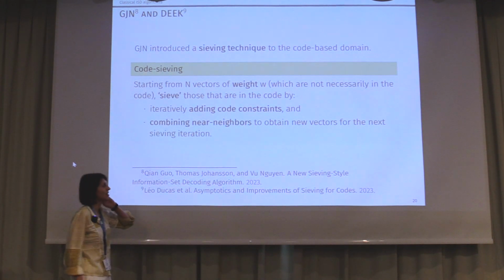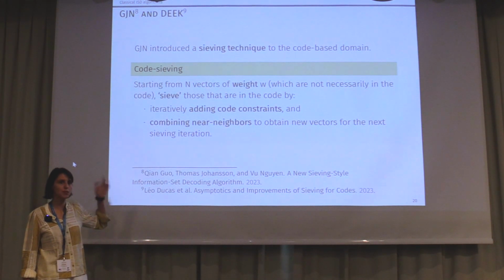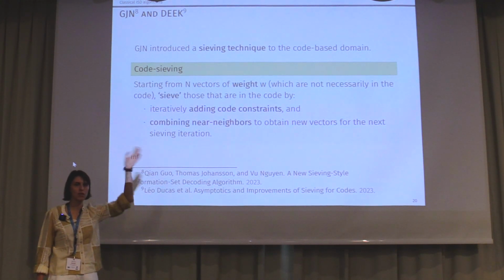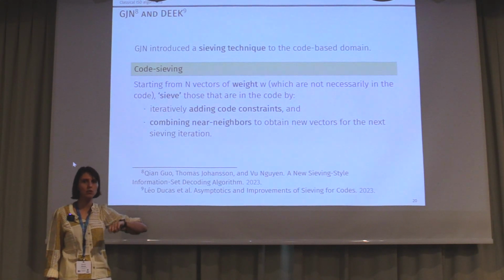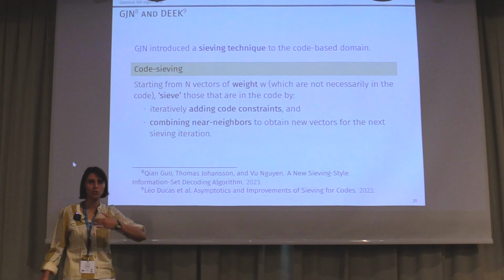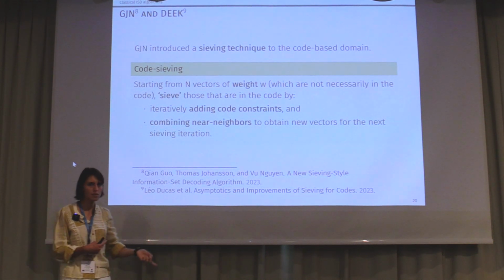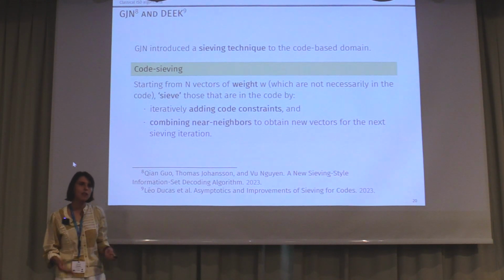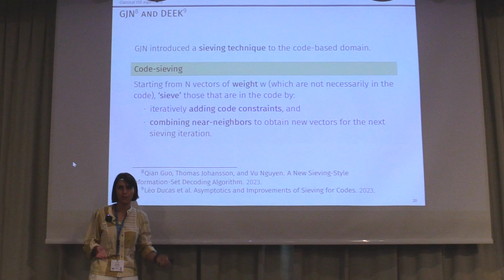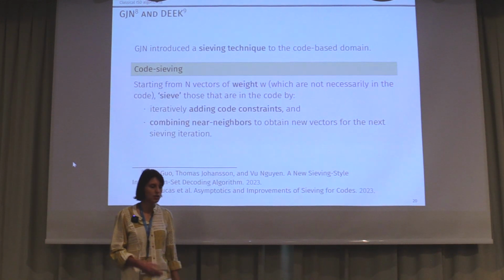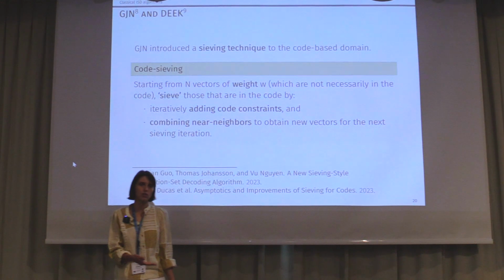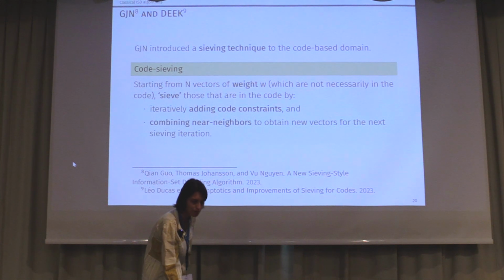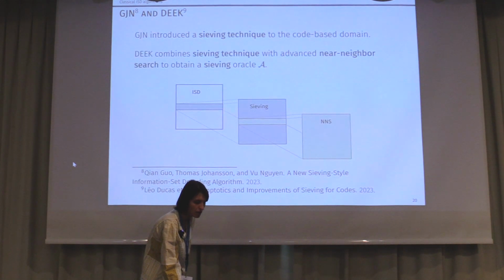The crucial difference between the lattice-based approach and the code-based approach is that in the code-based approach, we are starting with the vectors of a fixed weight, and then we sieve those that are in the code, or sieve out those that are not in the code anymore. In the lattice approach, it goes the other way around. You start with a bunch of lattice vectors, and then you sieve those that are of too large weight. That was a different approach. And whenever people tried to apply this approach in the code-based domain, it has never worked, and it always failed. So this was actually a very important breakthrough in a way.